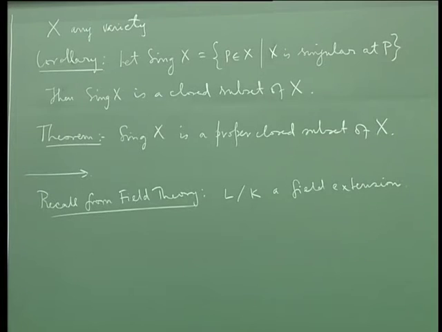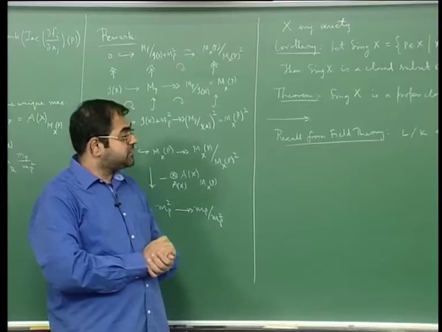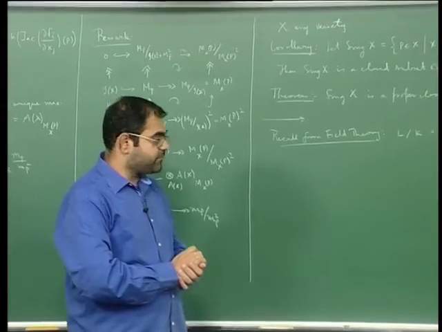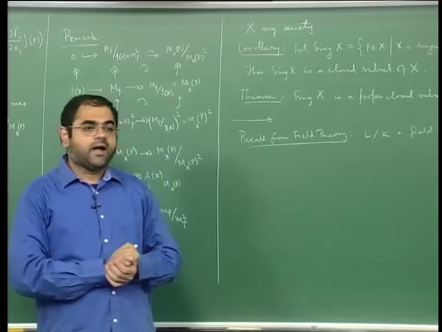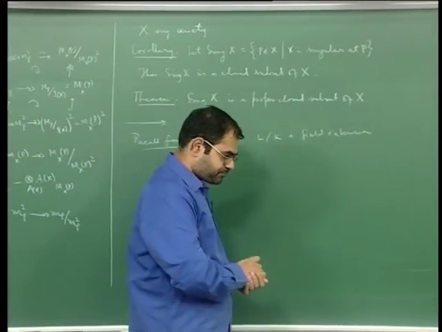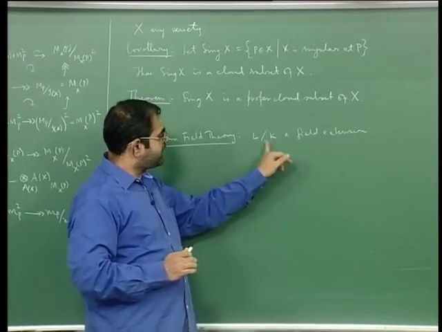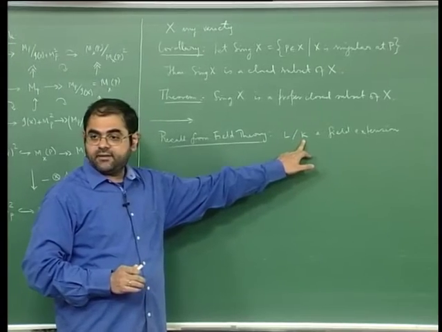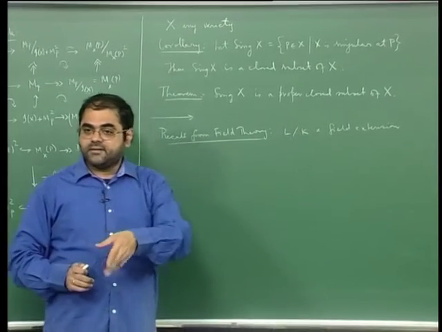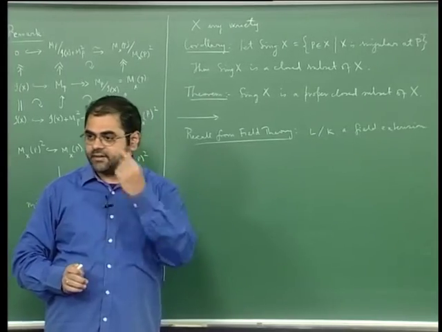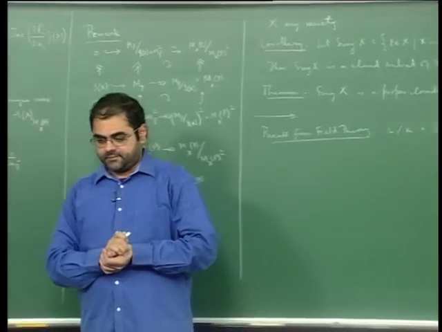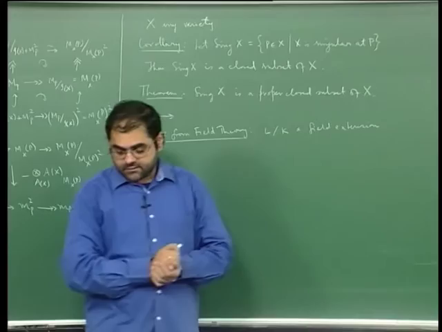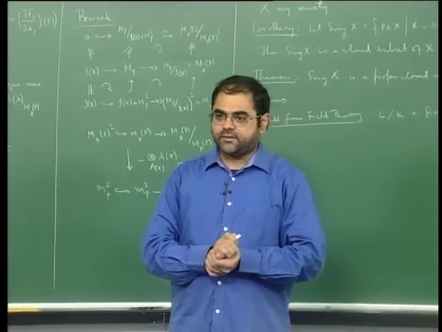And if you have elements of L which do not satisfy any such polynomial with coefficients in K, we call such elements transcendental elements, okay. And if L over K is a finite extension, in the sense that if you treat L as a vector space over K and the dimension is finite, then a finite extension is always algebraic. But of course, an algebraic extension need not be finite.